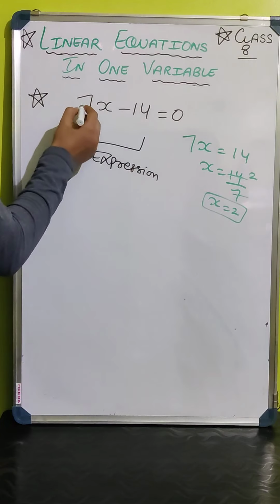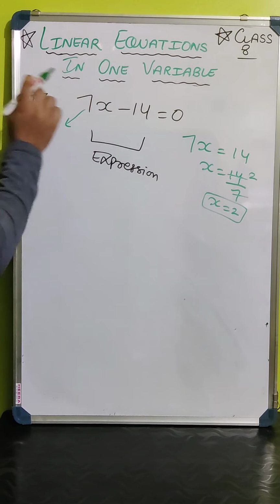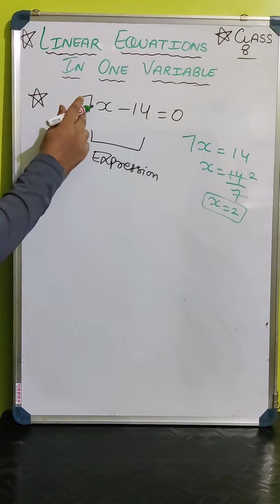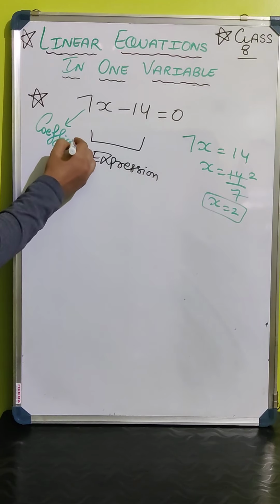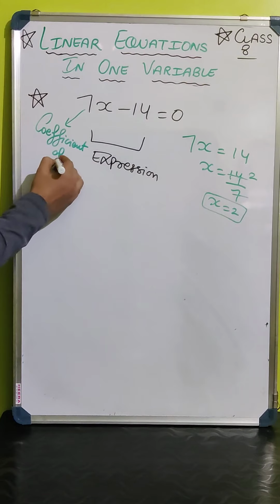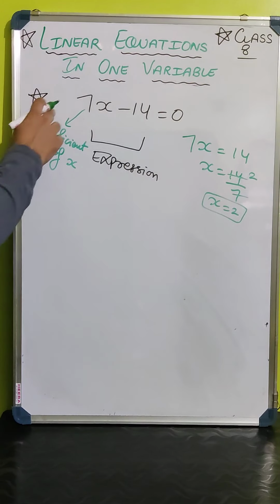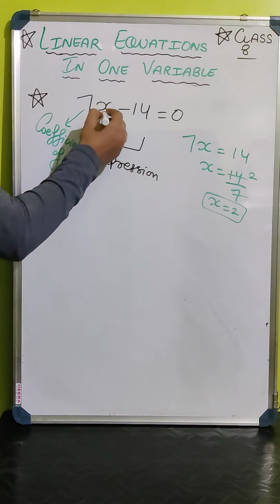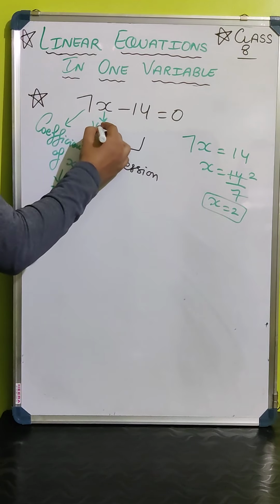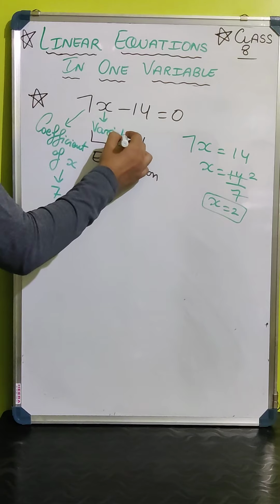What is 7 here? 7 is a multiple of x, or we can say this is the coefficient of x. So we will write the coefficient of x is 7. And now what is x here? We have discussed earlier, this is a variable.